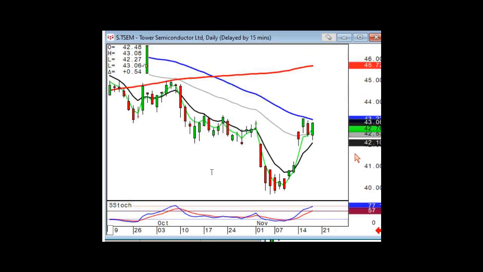TSEM. It's got to get through the 50. If it starts trading lower tomorrow, telling you that it can't get through this level, move that money someplace else.